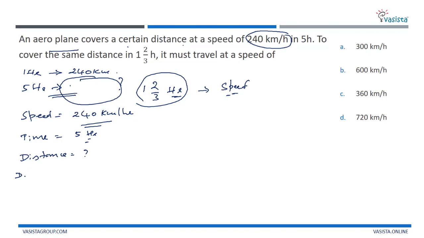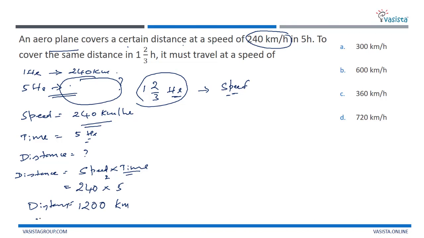We know that distance is equal to speed into time, right. Speed is 240 per hour, into time, 5 hours. Multiply it. 5 zeros are 0, 5 fours are 20, 0 and 2 carry, 5 twos are 10 plus 2 is 12. So the distance the aeroplane covers in 5 hours is 1200 kilometers. This particular part we have found now.